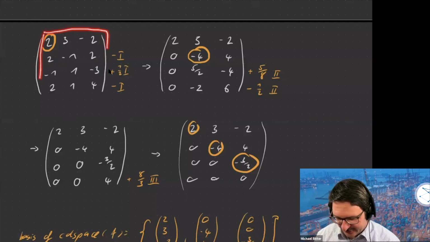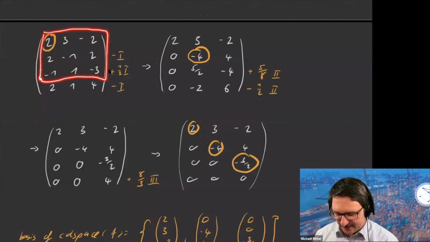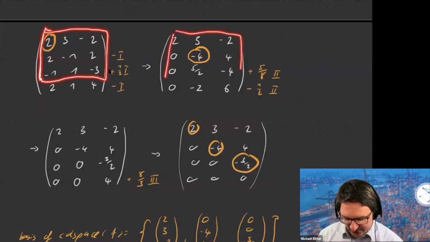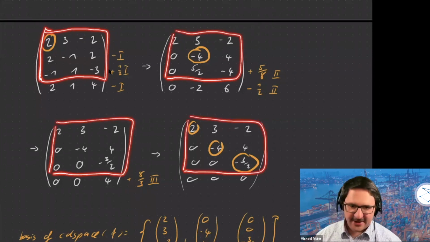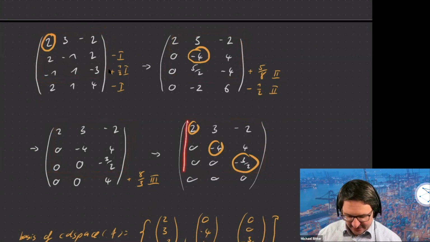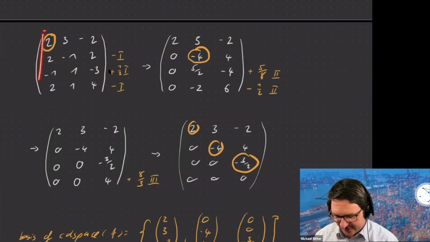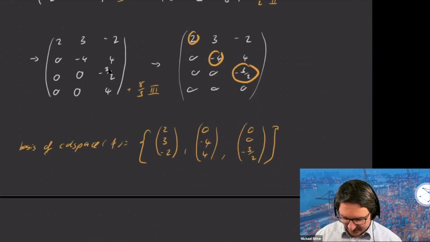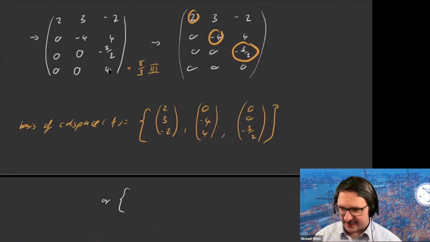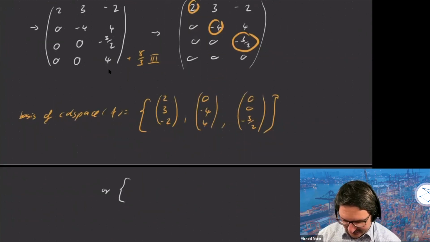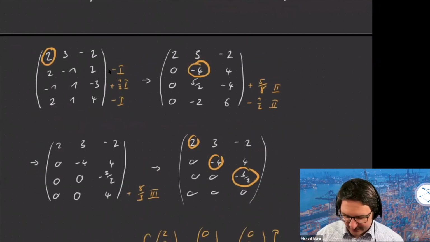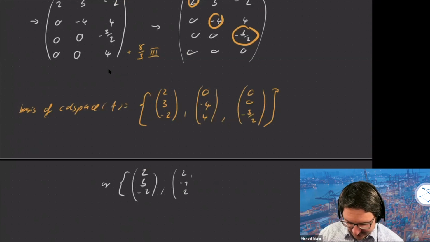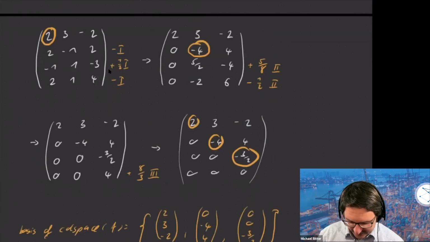So if we take the first 3 rows, then the span of these is the same as the span of these, because we only took linear combinations of the first 3 rows here. And that doesn't change until the very end. So the space generated by these 3 rows is the same as the space generated by these 3 rows. And that means we can also take the original 3 rows. So as an alternative basis, we could use 2, 3, minus 2. That's the same, of course. But then we could use the original second and third row. So 2, minus 1, 2, and minus 1, 1, minus 3.